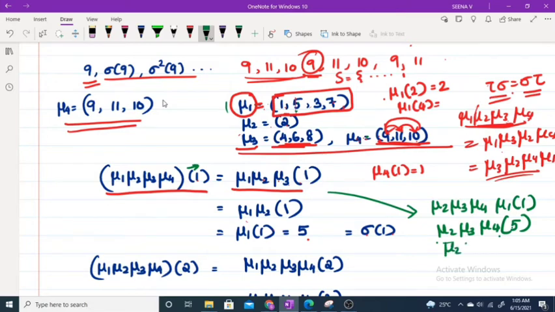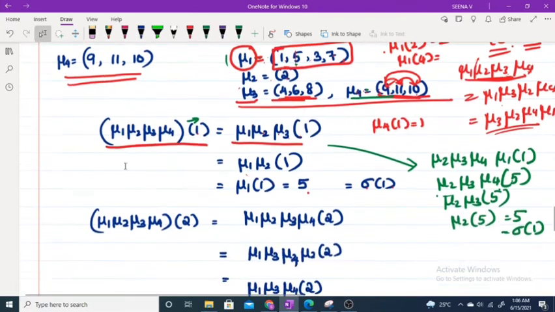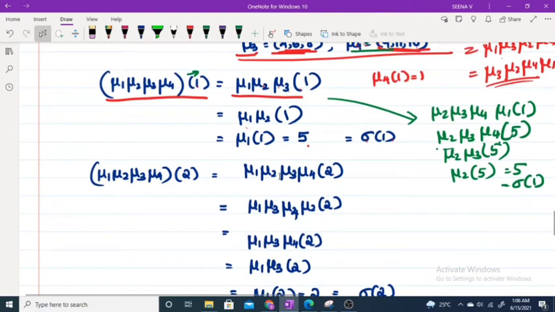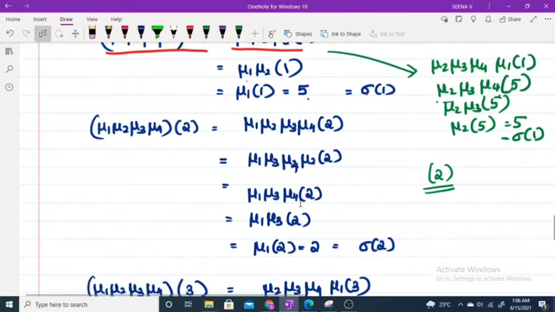That means this product always gives the same value. If you look at this, mu2, mu3, mu4 of 5 is fixed at 5, mu3 of 5 is 5, mu2 of 5 is 5, and that's equal to sigma 1. Like this you can directly write from here. Next, mu1, mu2, mu3 of 2, mu2 of 2, and as this is the identity, cycle 2 is a single cycle, you can avoid this, because that is an identity permutation. But for convenience I am writing this here also.